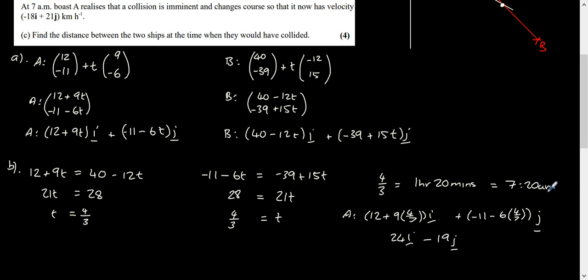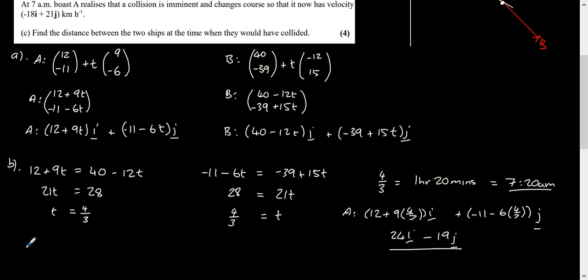So there is the time, 7:20 a.m., and there is the position that they are, 24i minus 19j. So in part C, our question becomes a little bit more complicated, only a little bit more complicated, because it says at 7 a.m., boat A realizes that a collision is imminent. And then it changes course, so its velocity is now minus 18i plus 21j, and that means its direction has changed, so that it's trying to avoid the collision.